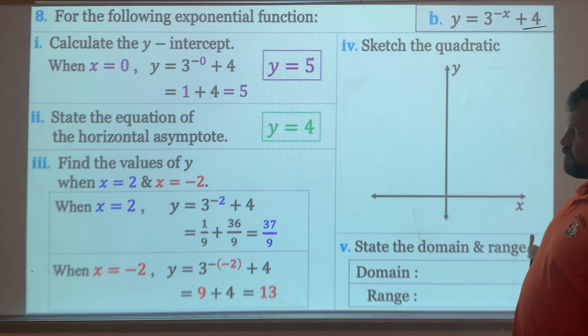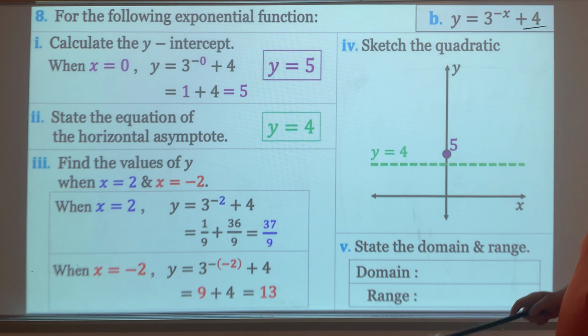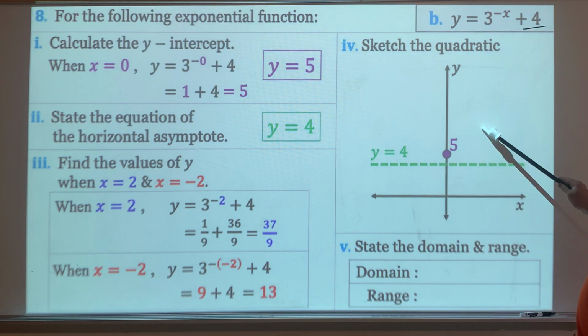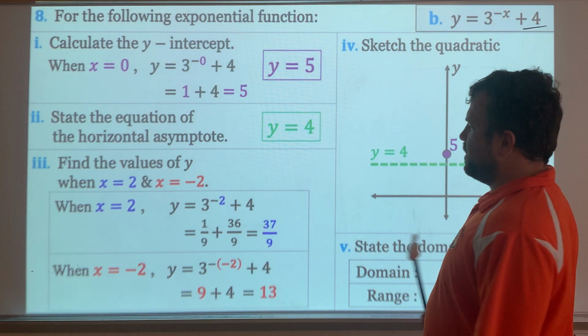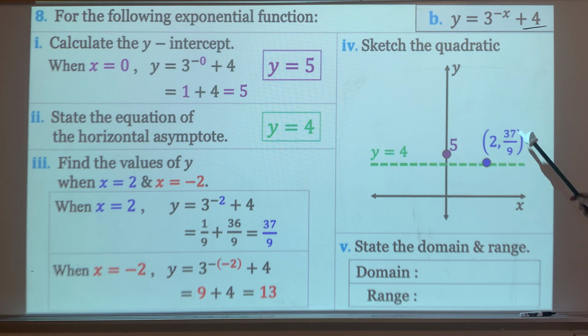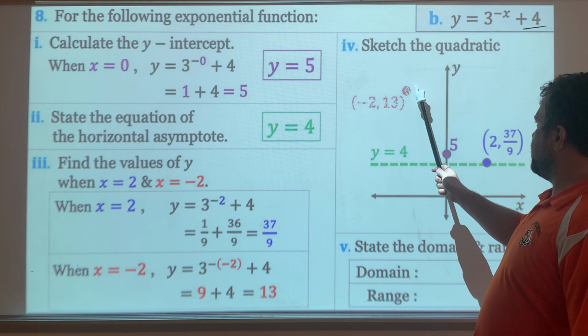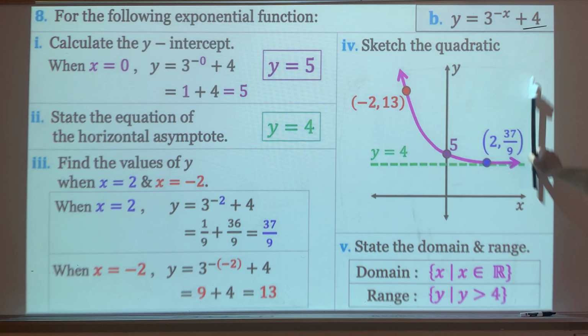So now our first point, 0, 5. Y equals 4, just a little bit under there. This point, 2 over and a little more than 4 up, sorry. This is 4 and a 9th. All right, so it's 2, 37 over 9, or 2, 4 and a 9th. This one, negative 2, 13, so negative 2, about 13 up. This tells us I can connect my graph. There we go. State the domain, all real numbers for x. For range, anything above 4. Y is greater than 4.